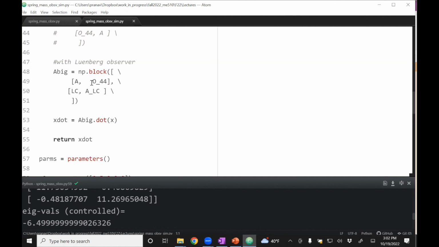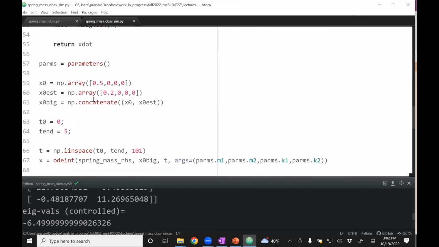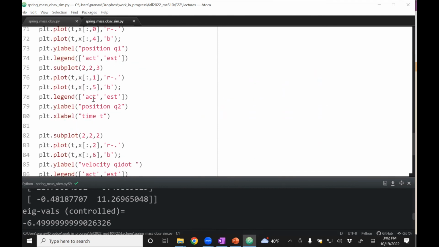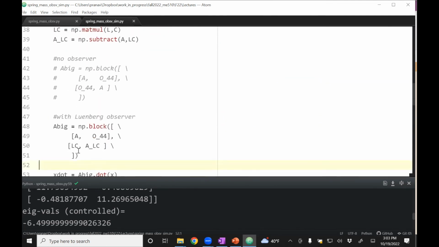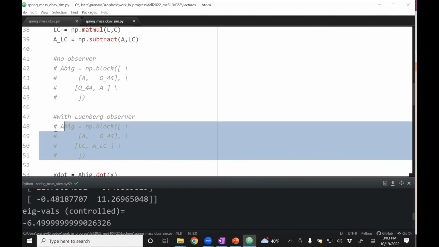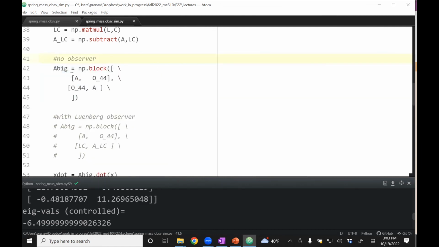The first line is X, the actual system. The second line is X estimated. And then I need to integrate all the equations here. Now, if the true system is not known to you, you wouldn't integrate that. You will integrate the estimated system. So what I have here is first, I do this without the observer, so I comment this out. There's no observer, so you can see that's A and A.